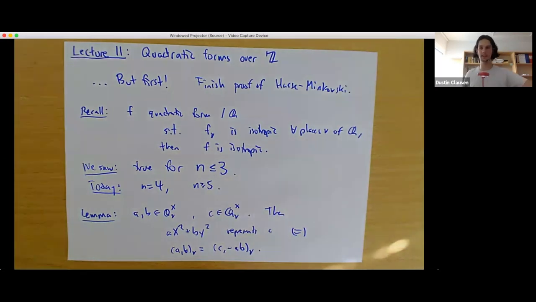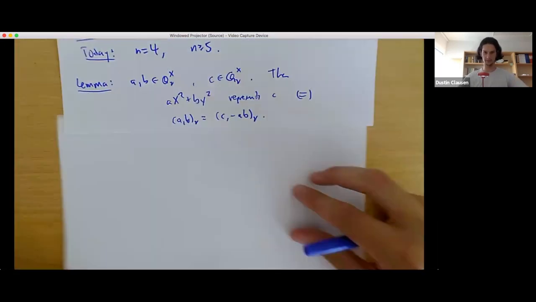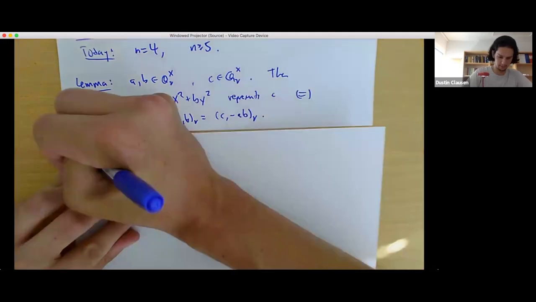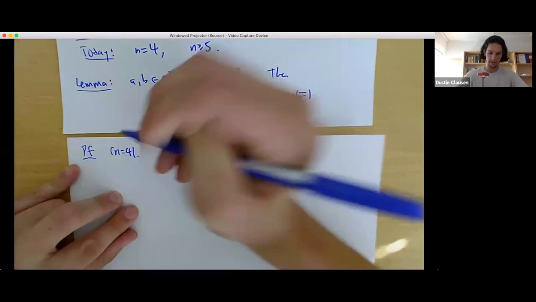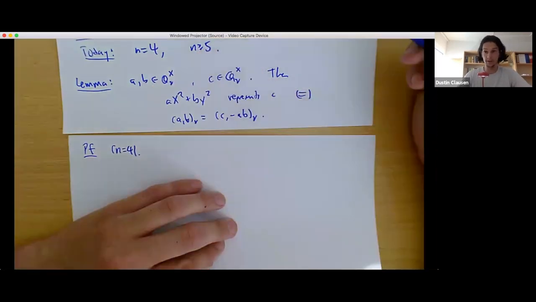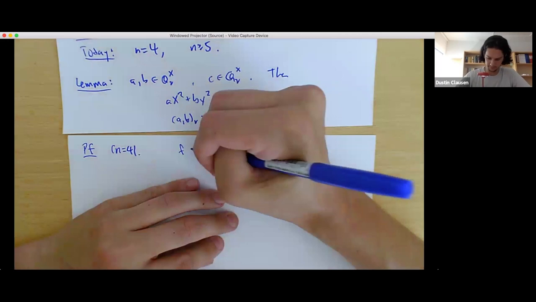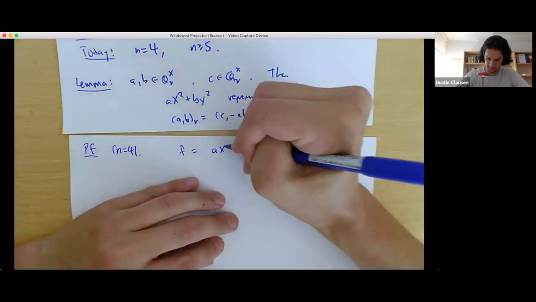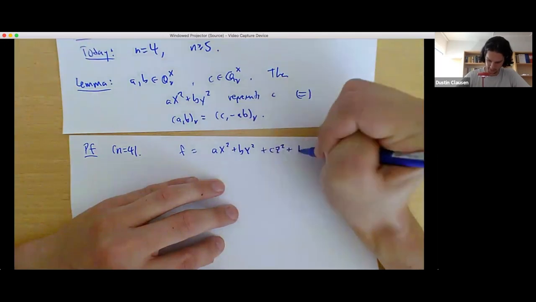So we proved that last time. I won't go over it again. And now let me explain the case n equals 4. So the proof of Hasse-Minkowski for n equals 4. As usual, we'll write our quadratic form in diagonal form. So we'll take F to be AX squared plus BY squared plus CZ squared plus DW squared.